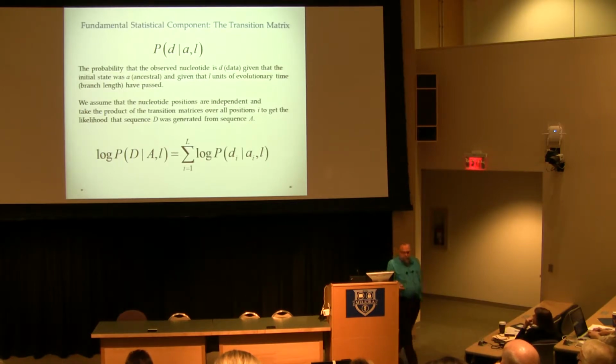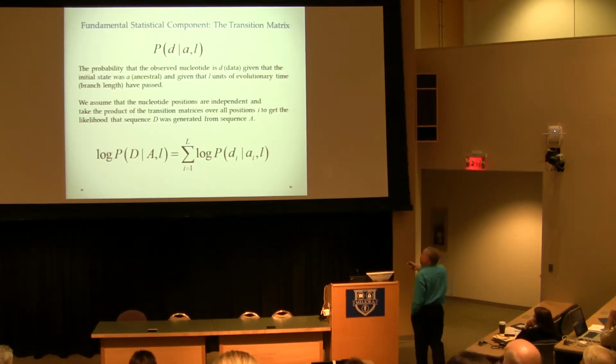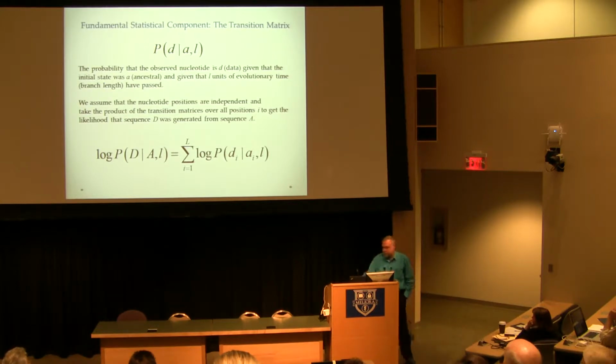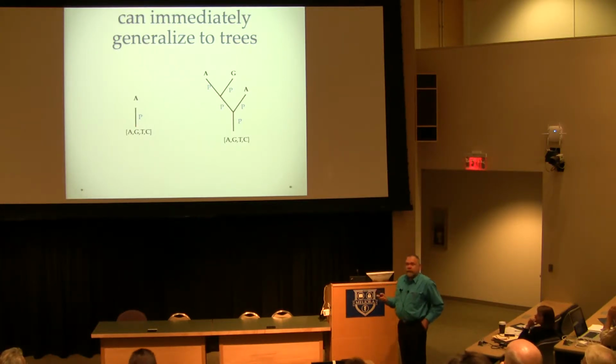And so what we do is do the statistical analysis. We have a likelihood model based on this transition matrix showing the probability that A goes to D after time L. And we assume that the nucleotide positions are independent. This is what one typically does. And that the log of the overall likelihood is just the sum of the logs of the likelihoods of the individual positions.